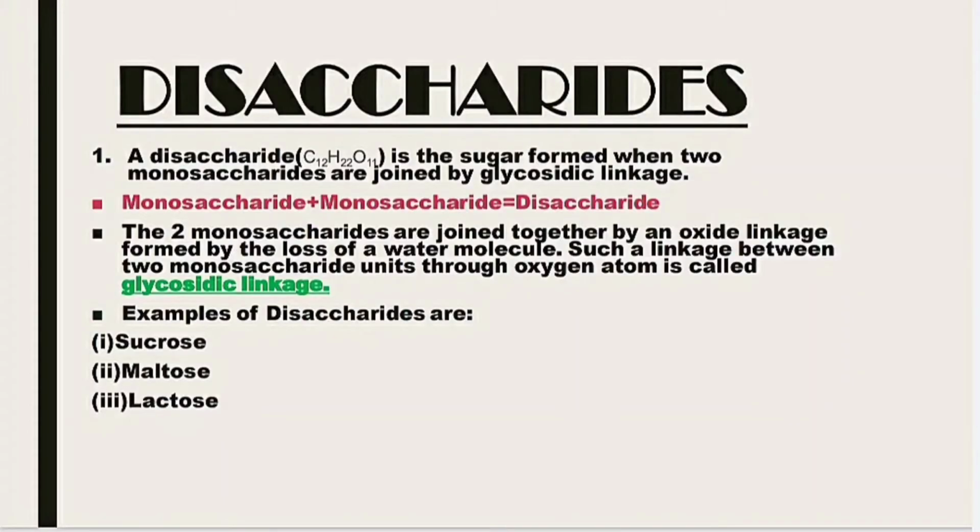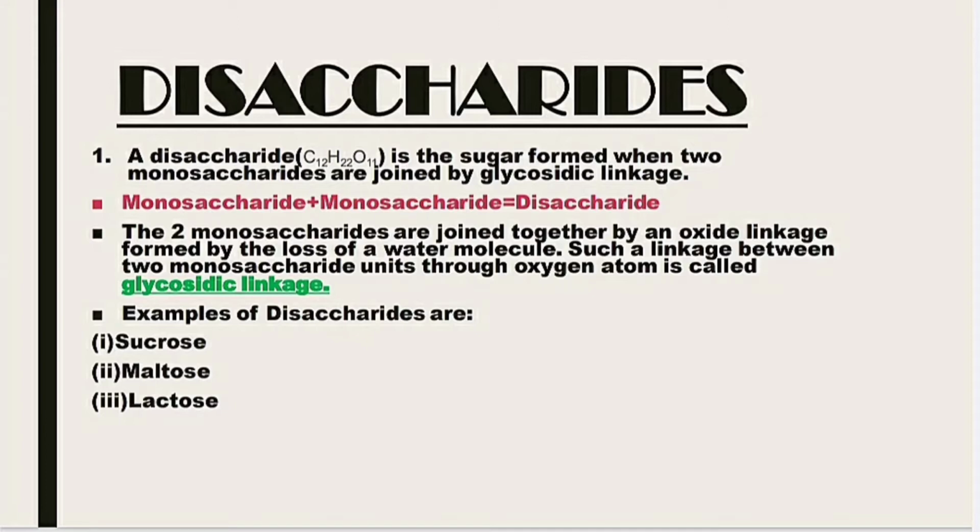The first one is disaccharides. A disaccharide with the formula C12H22O11 is a sugar formed when two monosaccharides are joined together by glycosidic linkage. As we all know, monosaccharides are simple sugars in which there are one oxygen atom and two hydrogen atoms for each carbon atom present in the molecule, and they have the general formula CnH2nOn. So when two monosaccharides combine together, we will get a disaccharide. As the word itself says, di means two. So when two monosaccharides combine together by glycosidic linkage, we will get a disaccharide.